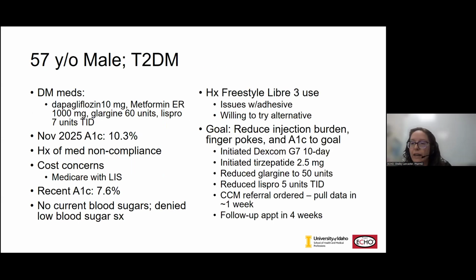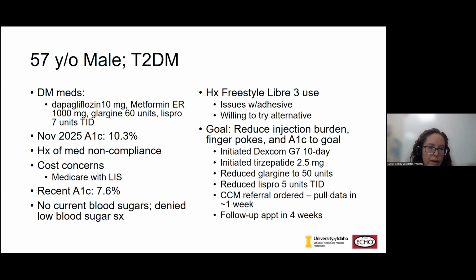So I have a case here, and the patient is a 57-year-old male with type 2 diabetes. His medications included dapagliflozin 10 milligrams daily, metformin ER 1,000 milligrams, glargine 60 units, and Lispro 7 units 3 times a day. His A1C in November was 10.3%. He did have a history of medication noncompliance that was addressed at that visit in November. Cost is a significant concern for this patient.